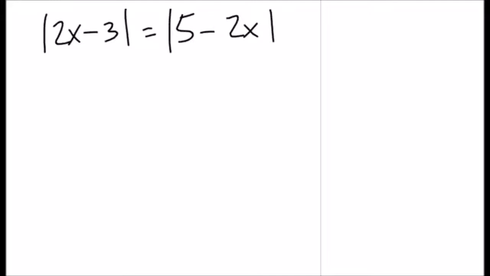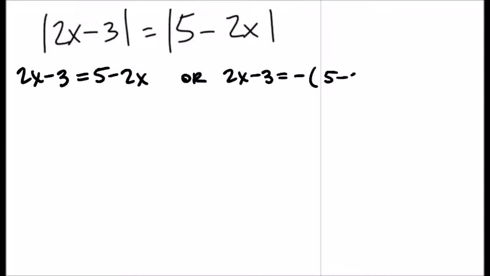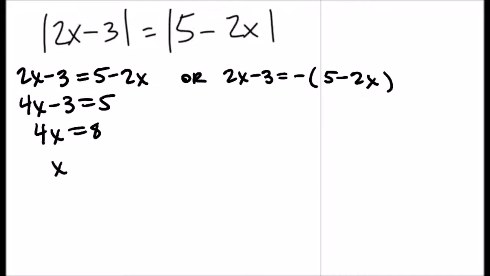So I'm going to say, okay, I've got the two absolute values isolated. They're either going to be exactly the same or they're going to be exact opposites. So I've got 2x minus 3 is equal to 5 minus 2x. Or maybe 2x minus 3 is equal to the negative of 5 minus 2x. I'm going to add 2x to both sides, and I'll have 4x minus 3 equals 5, for x equals 2.